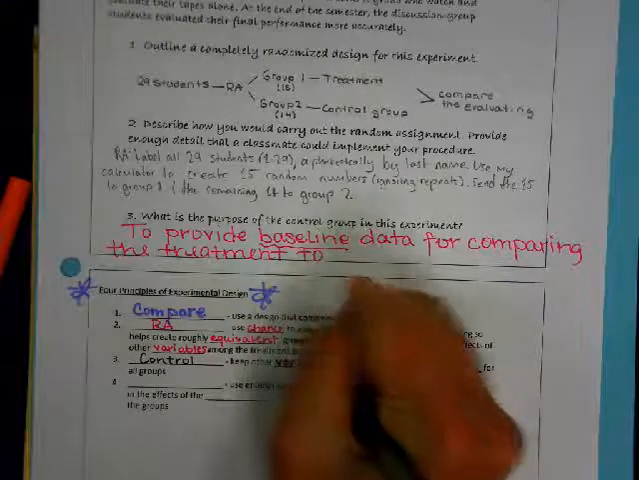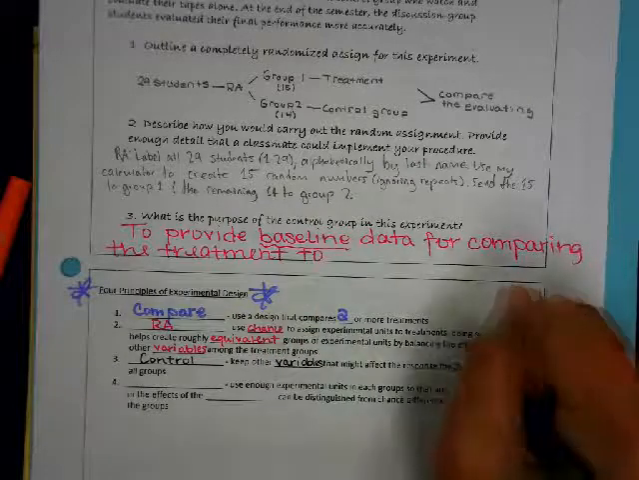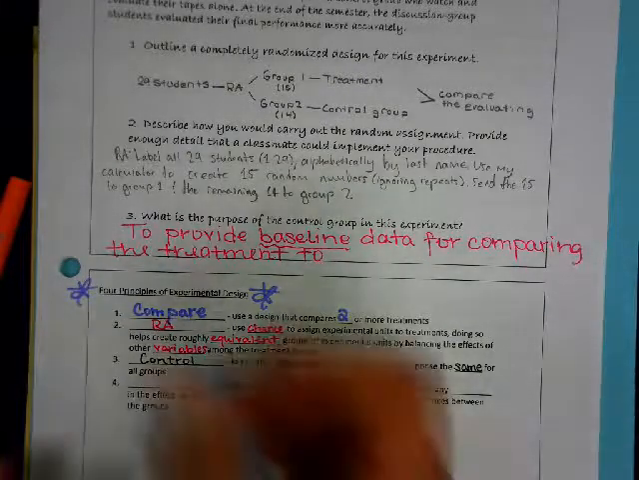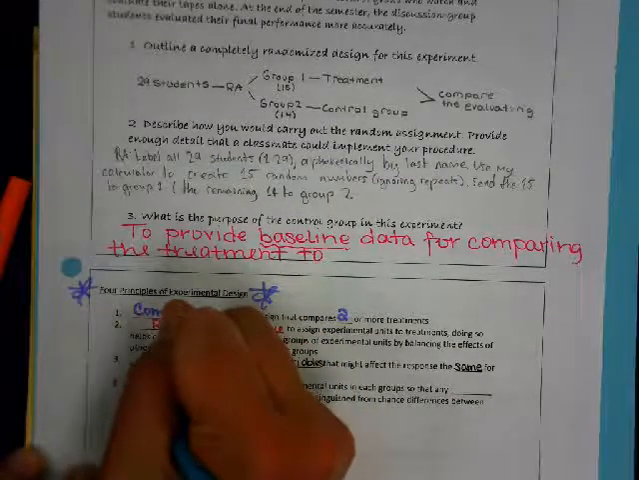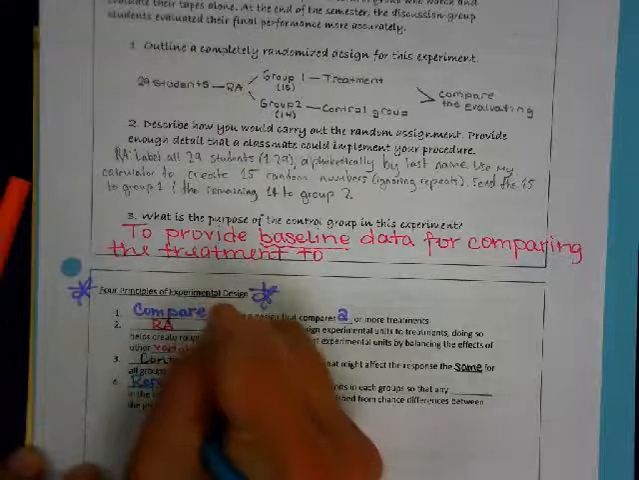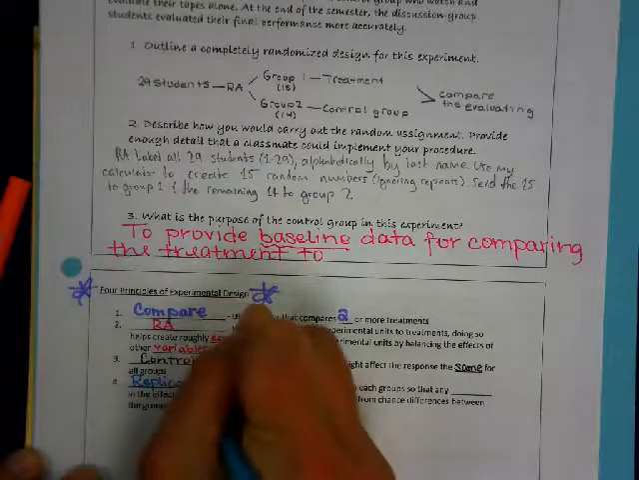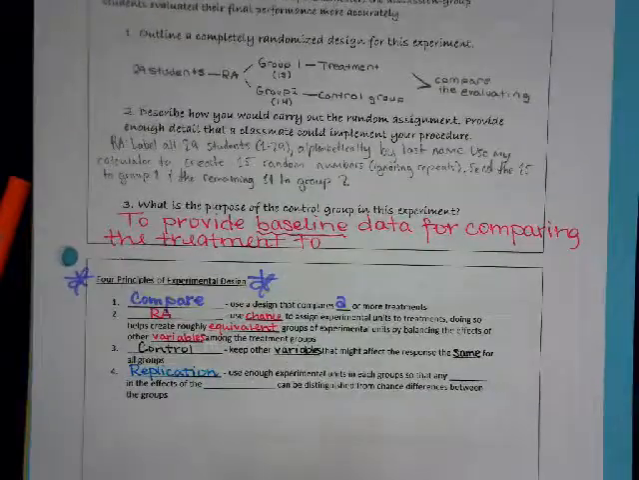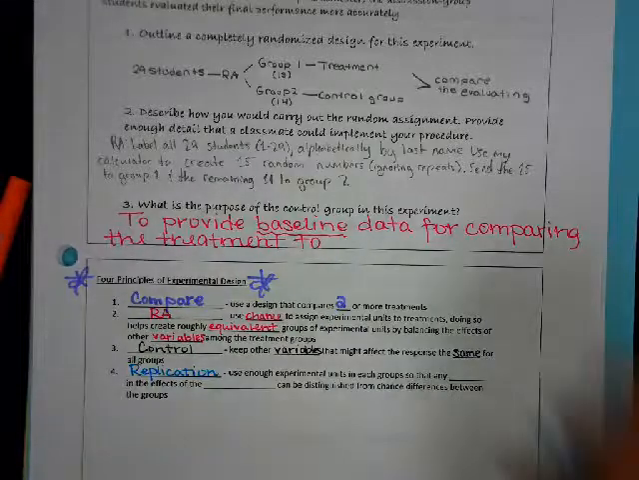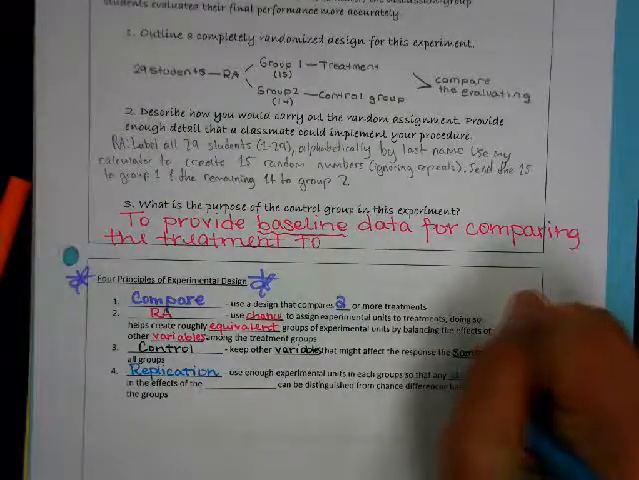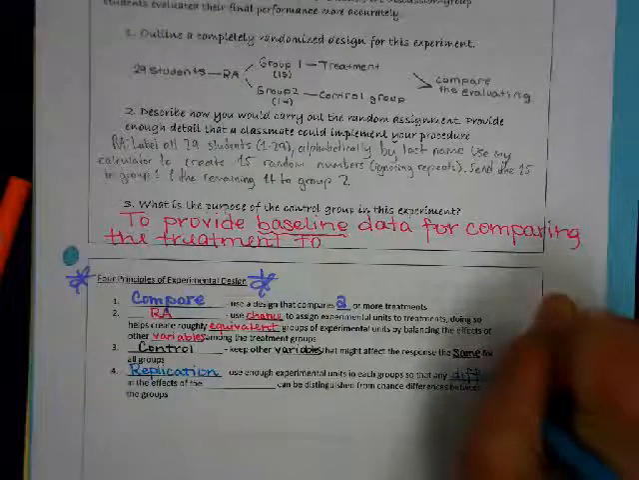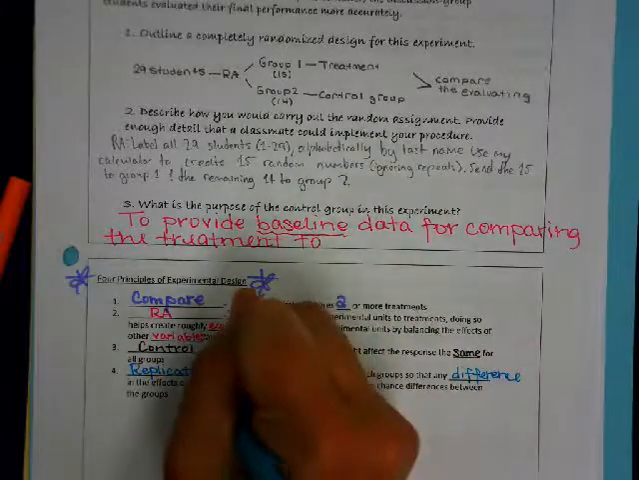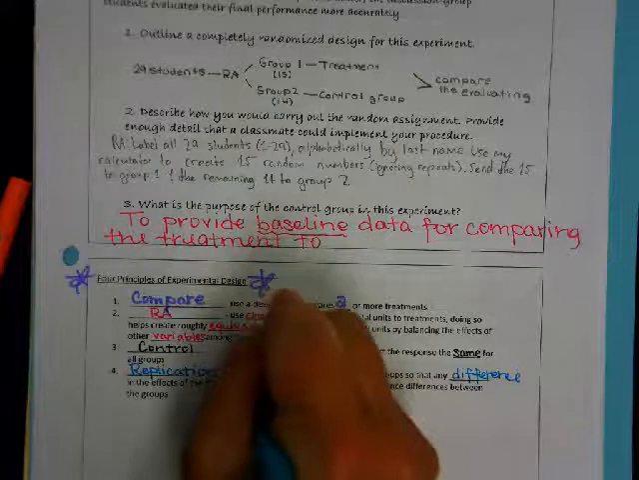And the last one is replication. So you need to use enough experimental units in each group so that any difference in the effects of the treatments can be distinguished from chance differences between the groups.